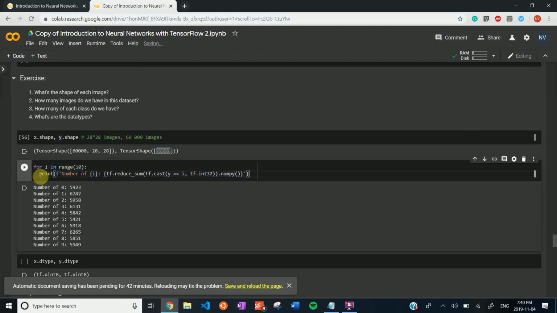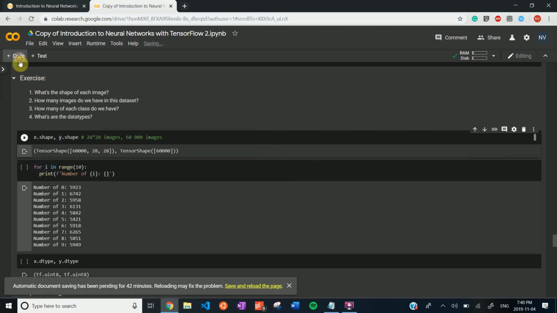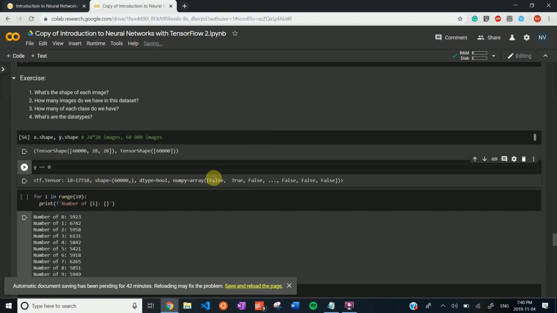I can write this again, so it makes more sense. So we know it goes from the numbers 1 to 10, and essentially what I'm doing here is, the first thing I want to do is check which y variables are equal to i. We can actually look at how this looks as well. y equal to 0, for example, returns a Boolean array, where it's true if it actually is equal to 0 and false otherwise.